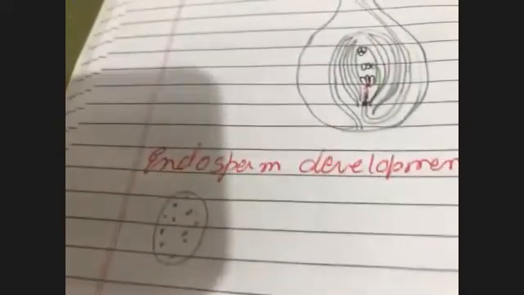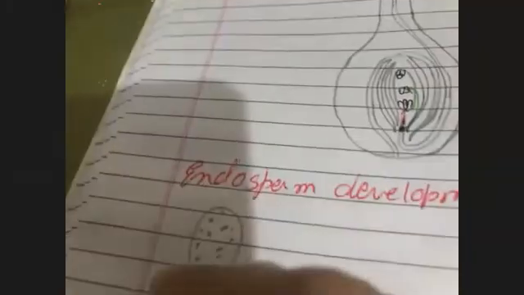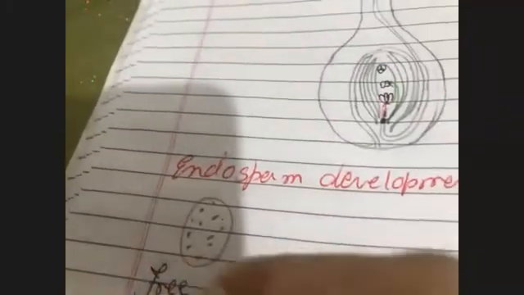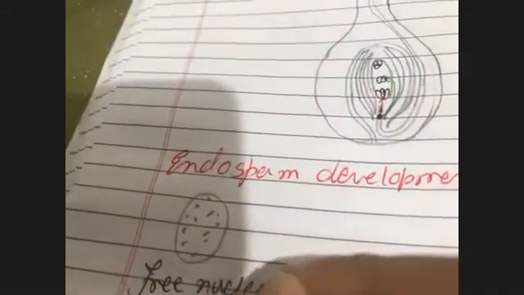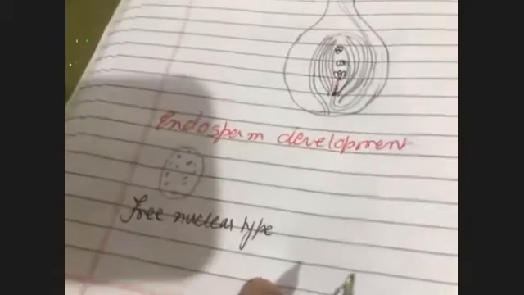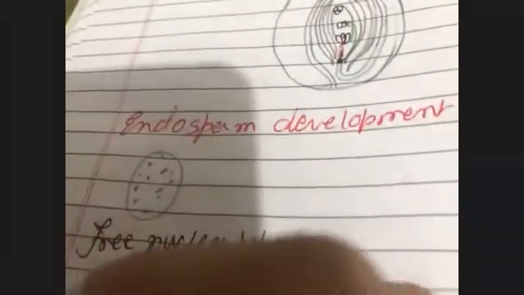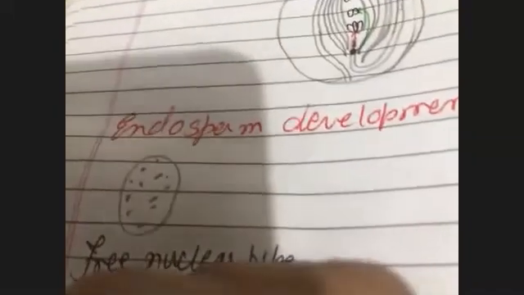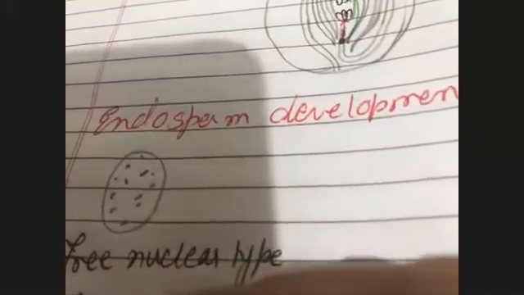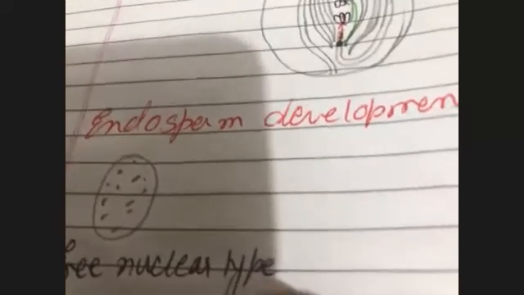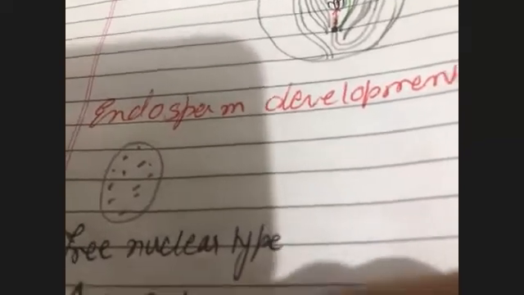So I call this particular type free nuclear division. I call it nuclear type or free nuclear type. The endosperm is named as free nuclear type. And this free nuclear type of endosperm is generally observed in the case of wheat, sunflower, coconut. Coconut, wheat, sunflower.